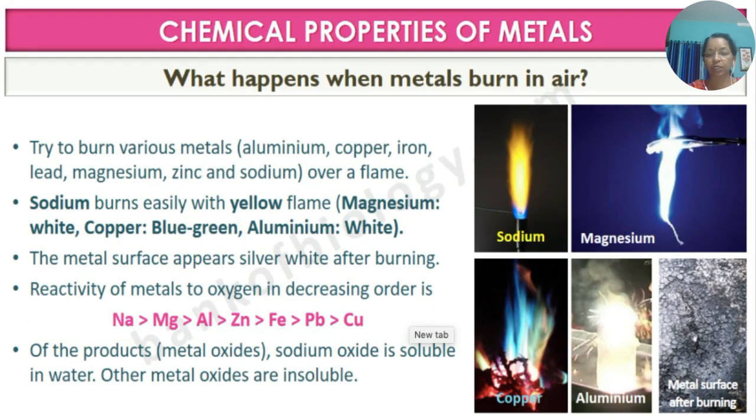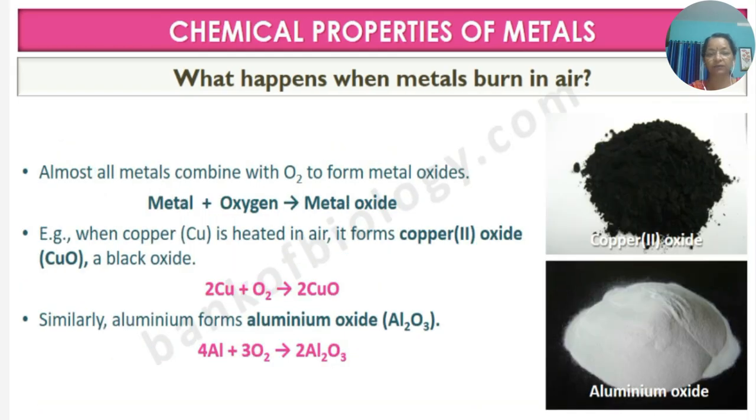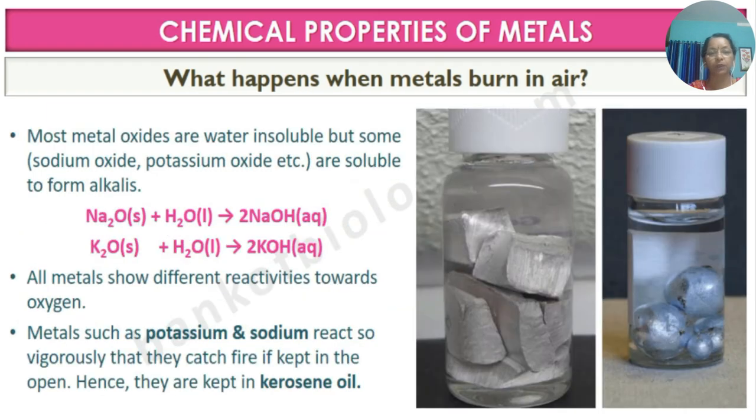Few metals like sodium, potassium, magnesium, etc. catch fire very easily, whereas others form their oxides on the surface of the metal. Most metal oxides are water insoluble, but sodium and potassium oxides are water soluble. They dissolve in water, giving sodium hydroxide and potassium hydroxide respectively.